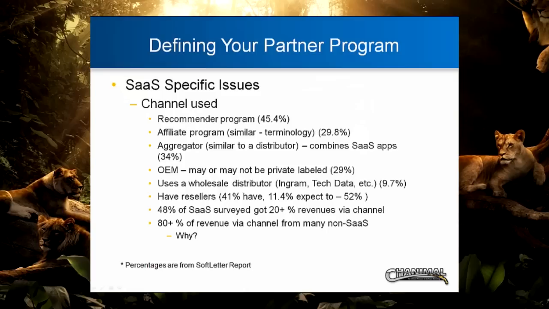The aggregator, some say that they go through an aggregator, similar to a distributor. There's some out there that combine SaaS applications. OEM may or may not be private label, that's original equipment manufacturer. So some products, like one company that I've worked with in the past, 76% of their product was OEM. Other people private labeled it. And then some use a wholesale distributor, but SaaS products typically don't need a wholesale distributor. It's like, why? They just order direct.